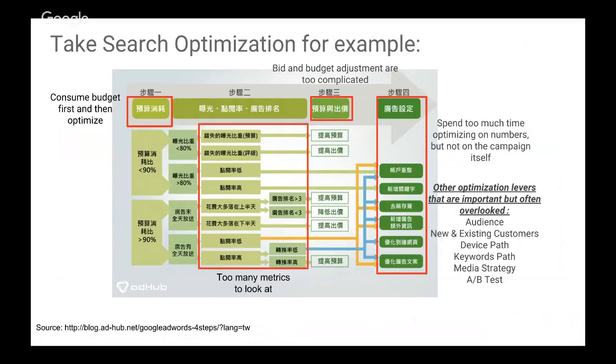All these things are very important, but most of the time you don't have the bandwidth to optimize a campaign based on these different types of factors. You just spend so much time consuming budget, looking at metrics and reporting, and changing bid adjustments and shifting budget. This is what we see as a common challenge across all our agency partners.